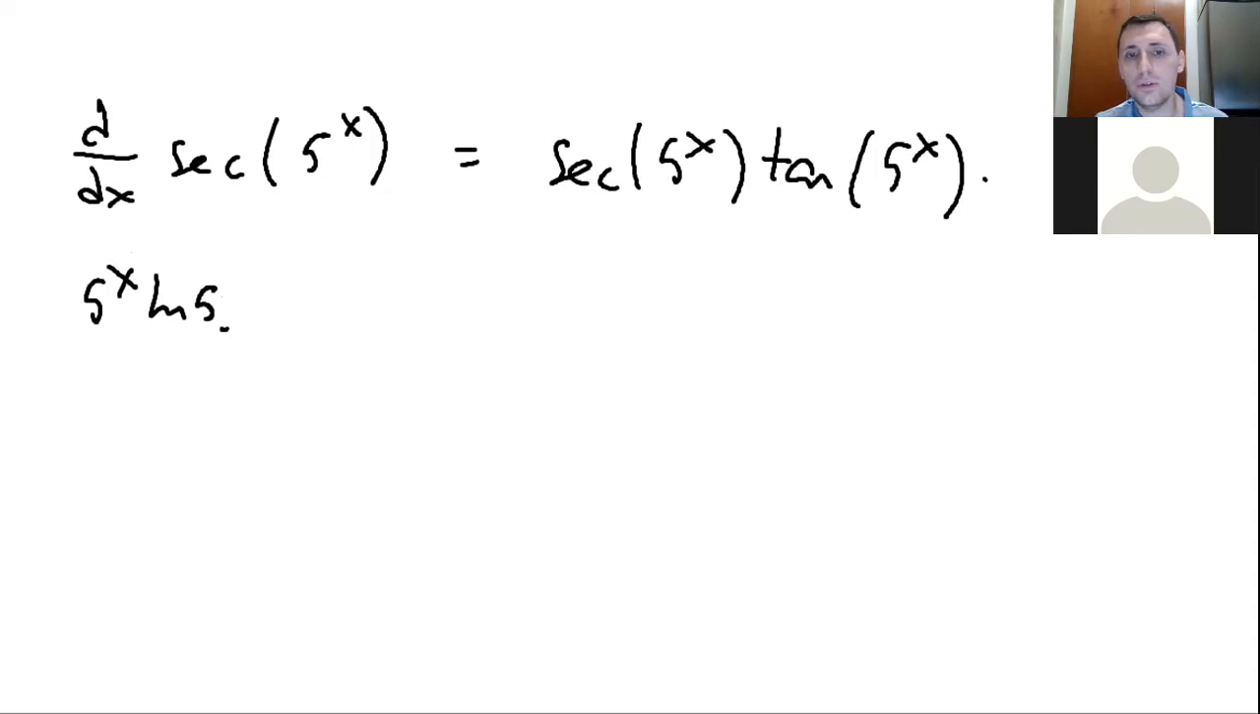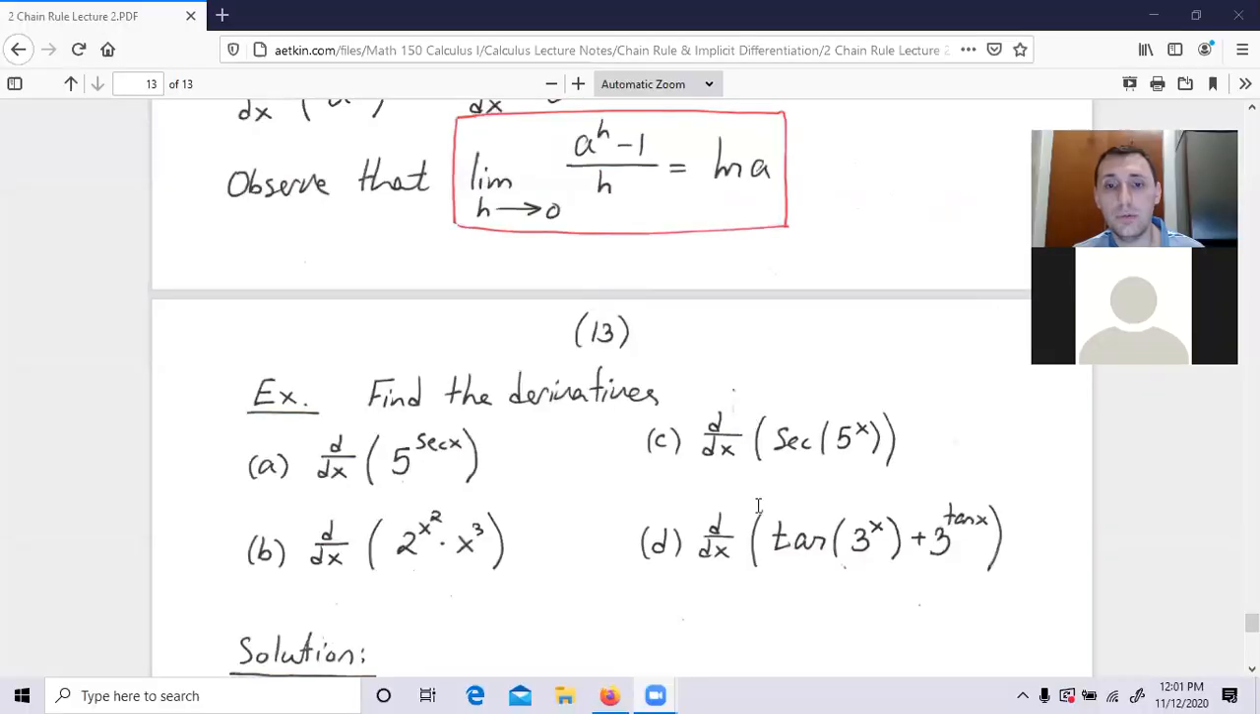So if you understood, do this last problem. It's a bit ugly. Do it fast, guys. I want to move on. Derivative of tangent 3 to the x plus 3 to the tangent x. Please do it very fast.